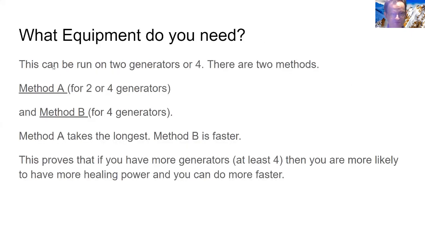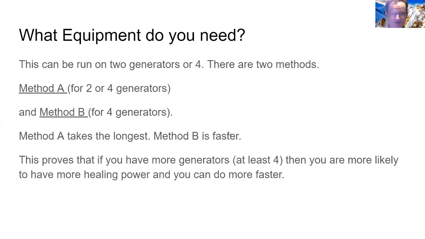Okay, so this can be run on 2 generators or 4. This is the remote method. There's method A for 2 or 4 generators, or method B, which is only for 4 generators. Method A takes the longest, whether you're using 2 or 4 generators. Method B is faster.